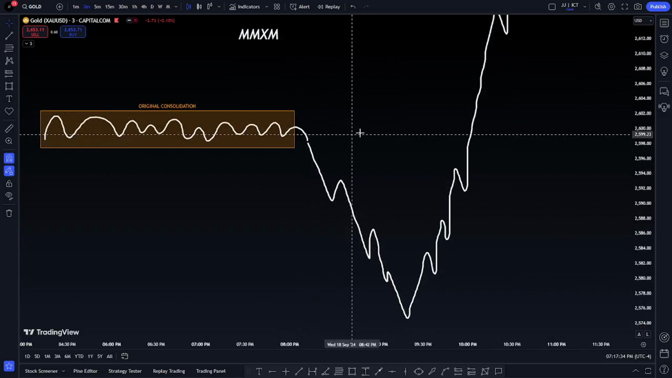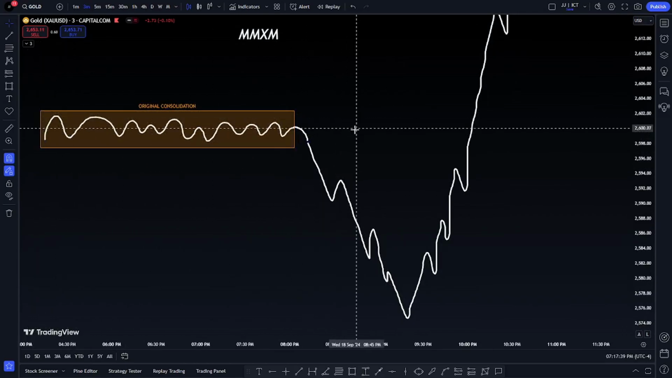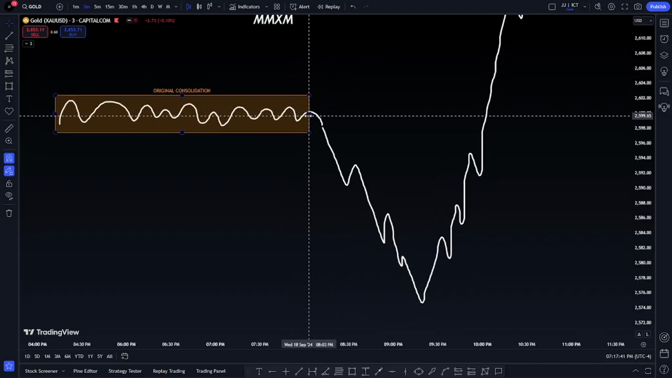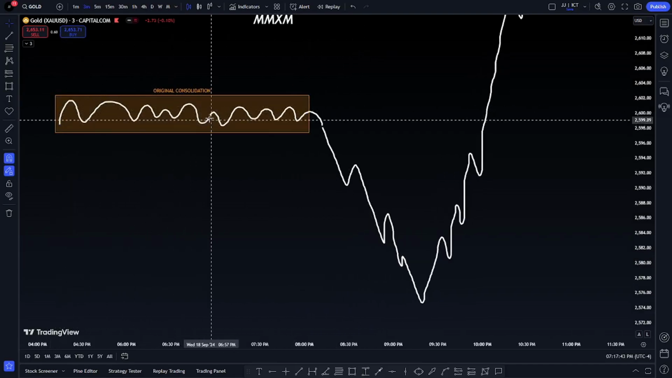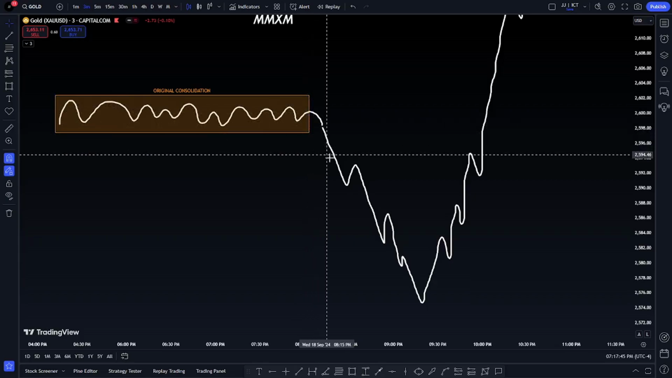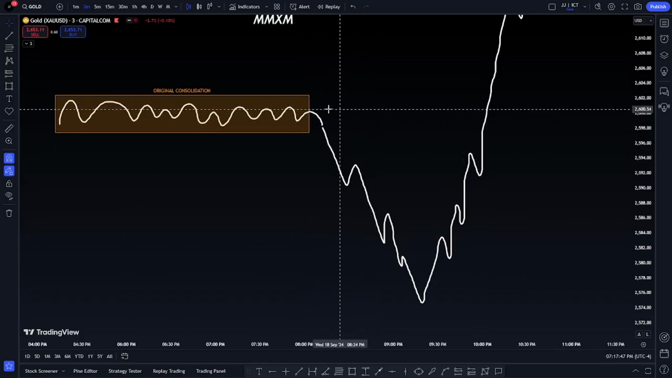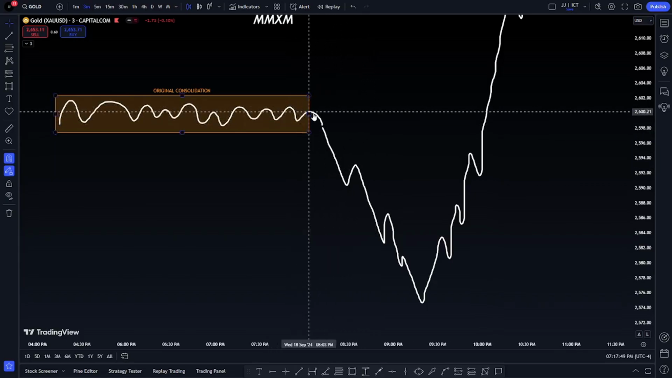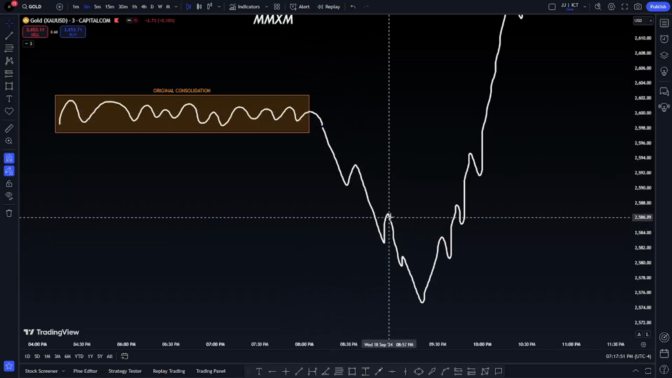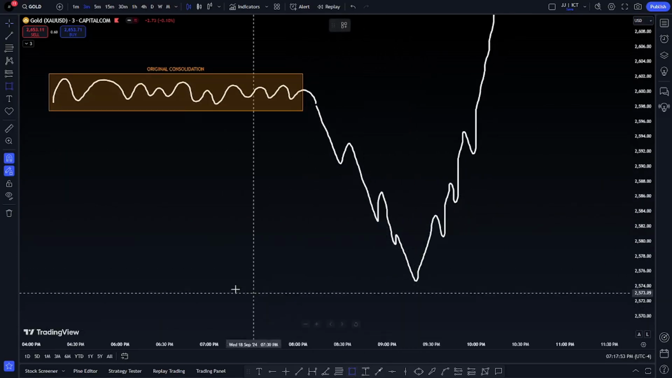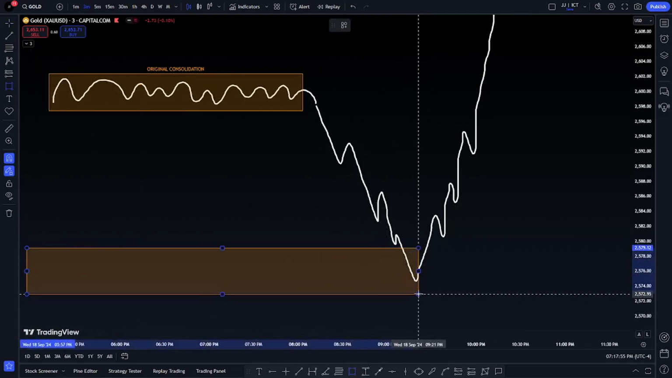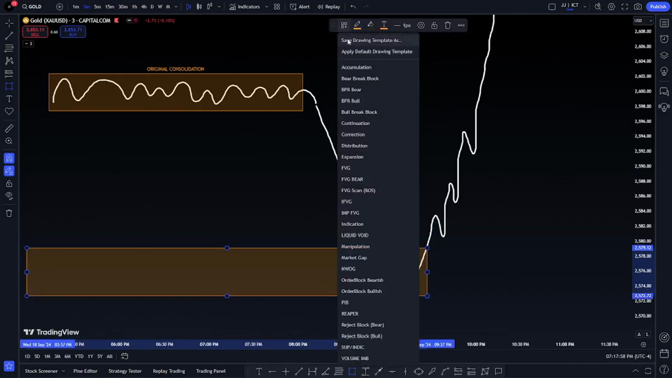After the original consolidation, for the market maker buy model, there will be a sell side delivery occurring. But not just for any reason. It's delivering into something. There's a reason why it's coming into something. It can be like a higher time frame order block. It can be like a fair value gap that's all the way over here. It can be an inversion, some point of reference. You get what I'm saying?